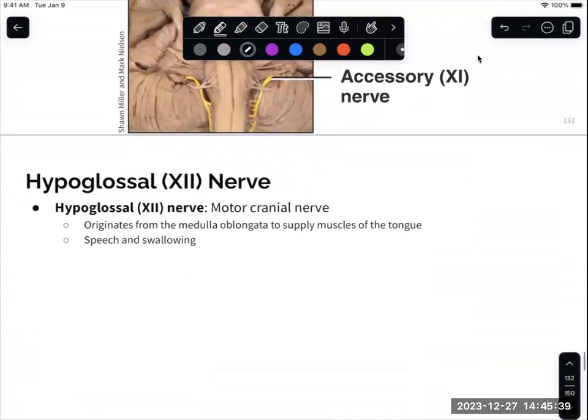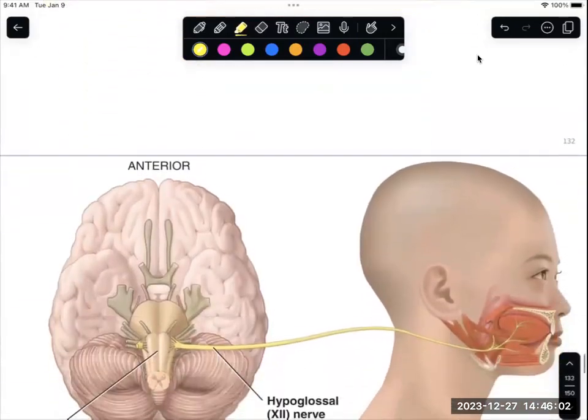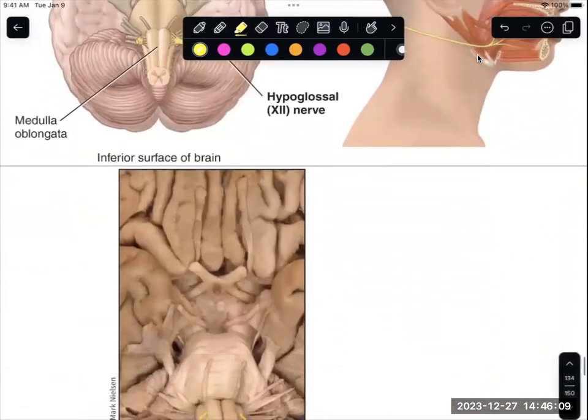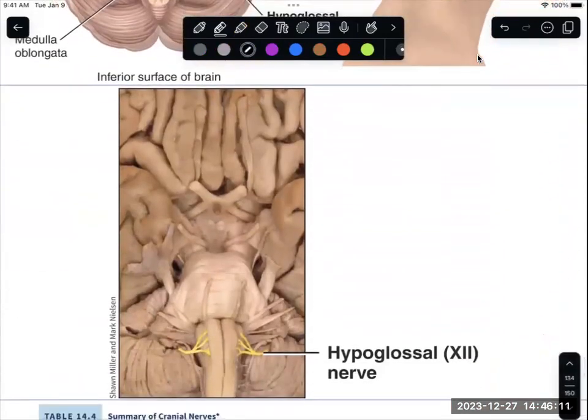And our last cranial nerve, hypoglossal. This is motor to the muscles of the tongue. So speech, swallowing, you can have people stick their tongue out, move it to the right, to the left. That's checking that hypoglossal nerve, letting you know that it's working functionally. So here's that cranial nerve 12 that's going to the muscles that are going to move your tongue. So here we have hypoglossal.